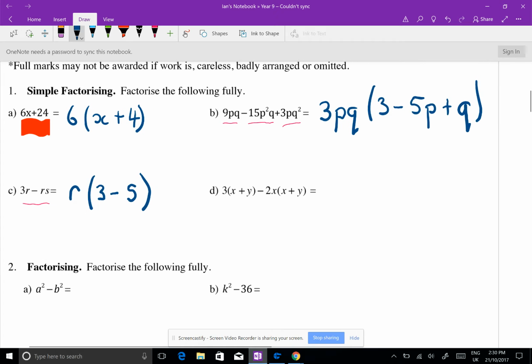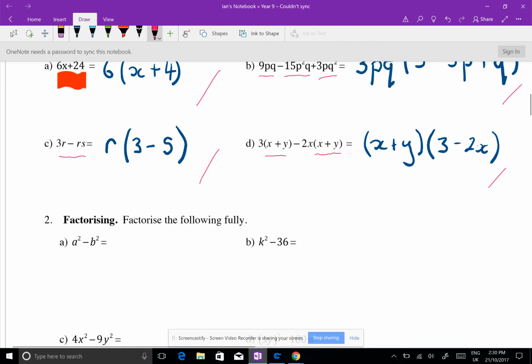All right, the last one, the easy ones. These two terms, and I've underlined the common factor there. There's an x plus y there. So I take out the x plus y. And in the first term, I'm left with 3. And the second one, I'm left with minus 2x. And that was 1 mark for each of these. So there's your first 4 marks.